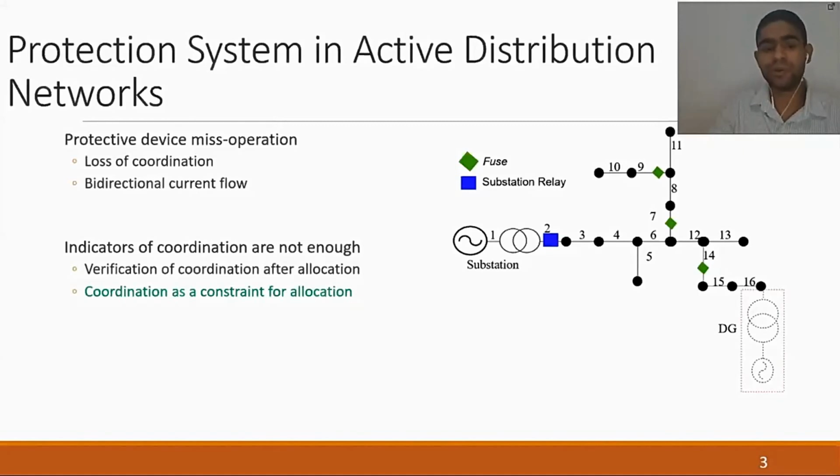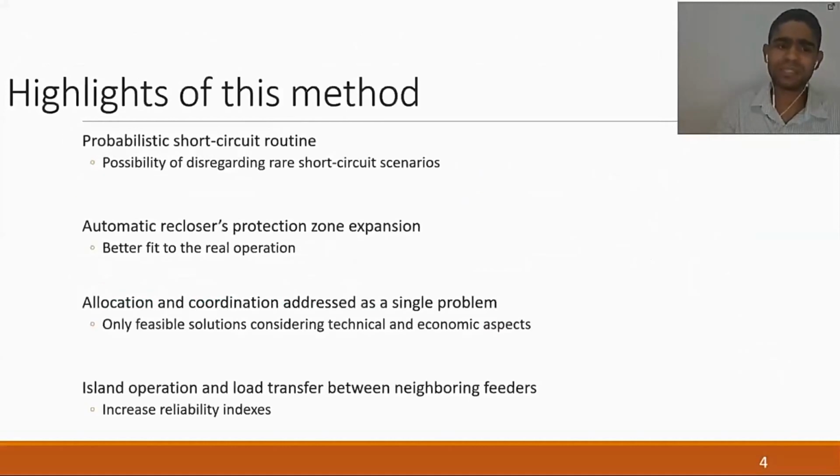And we can do so after the allocation is complete or during the allocation. The first one is used by most of the methods found in the literature, but a second group of authors are investigating the coordination as a constraint for the allocation of protection devices. So in this method, we use a probabilistic short circuit routine to possibly disregard some of the most rare short circuit scenarios.